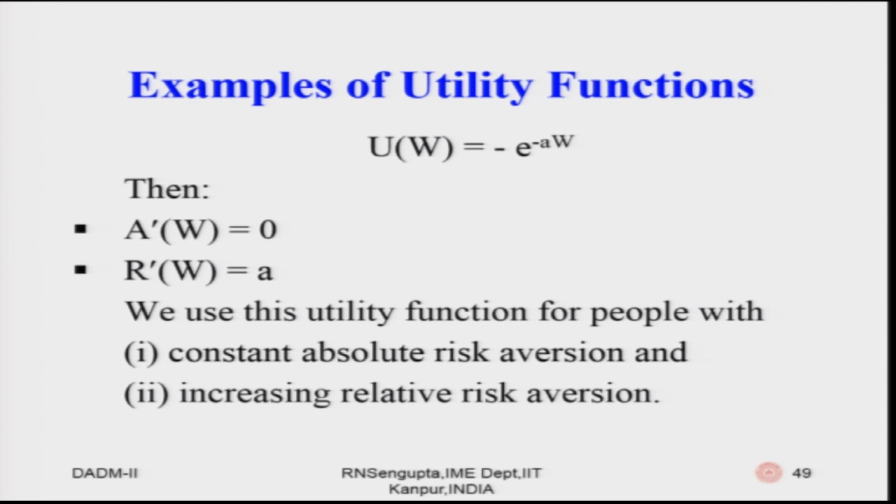So, rather than the utility function, if we had these properties mentioned to us, that a prime and r prime are either increasing, decreasing, or equal to 0, immediately put them in the right context and you can mention what type of utility function it is. So, I will again go through the same sequence of steps as we did for the quadratic utility function and the logarithmic utility function.